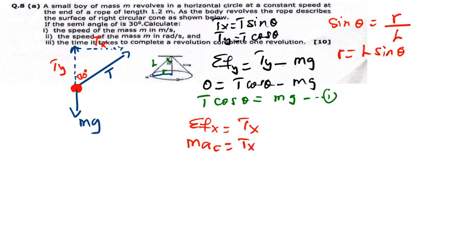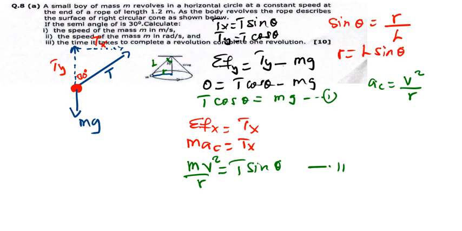Now if I take you back, I know that centripetal acceleration is v squared divided by r. So this will be replaced by m v squared divided by r, being equal to Tx. We know that is T sine theta. Now we are going to call this equation 2.